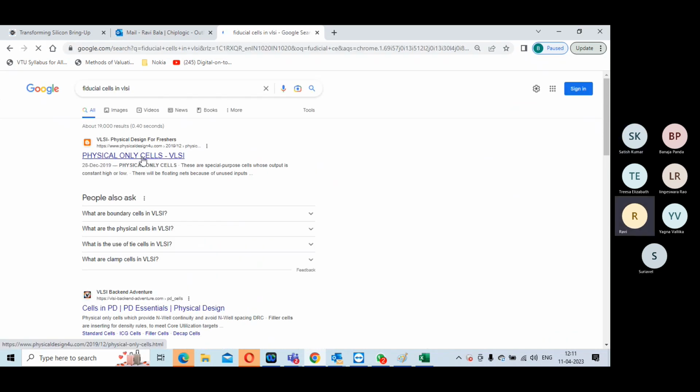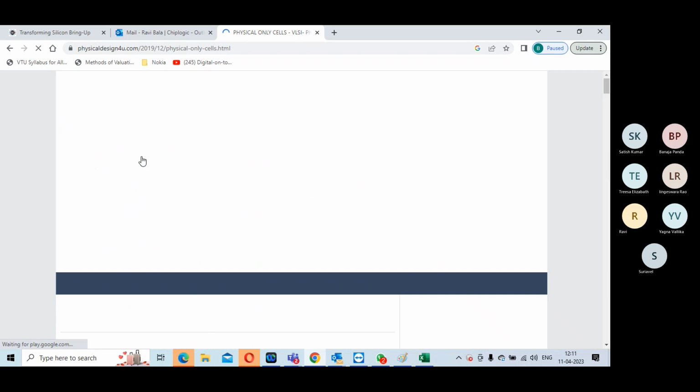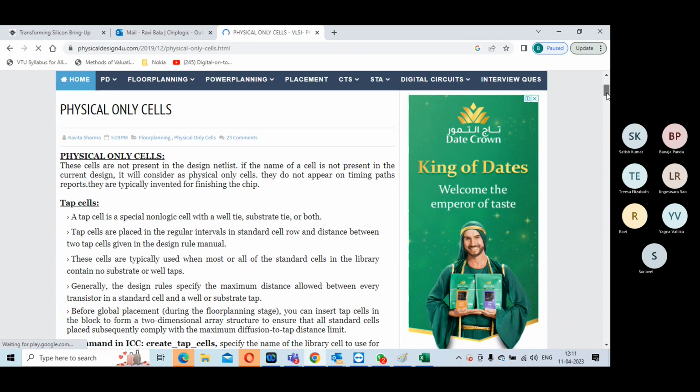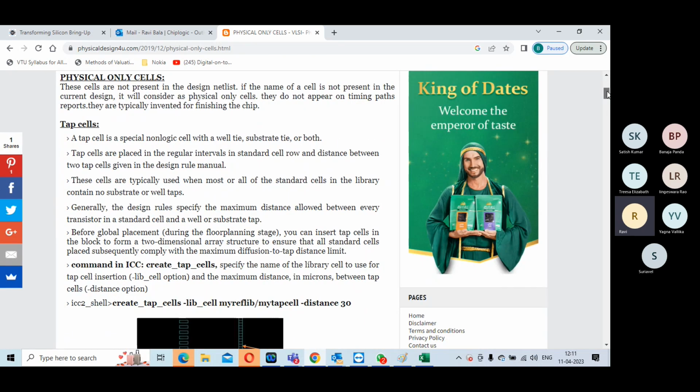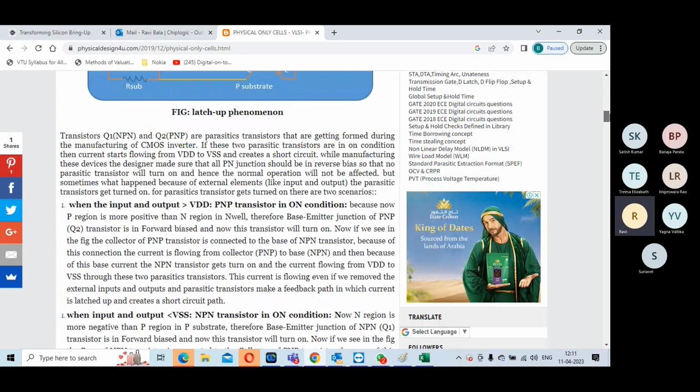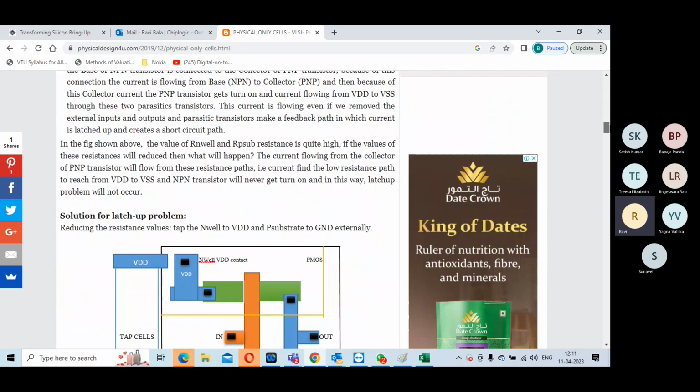Fiducial, physical only cells. It's nothing but physical. It's a physical only cell. They are using the other name. Sorry. That's all. Fiducial cell and physical only cell are the same.